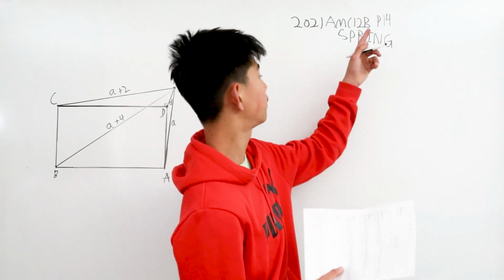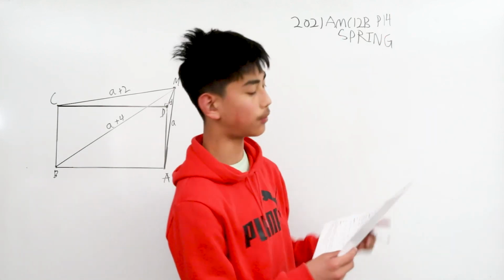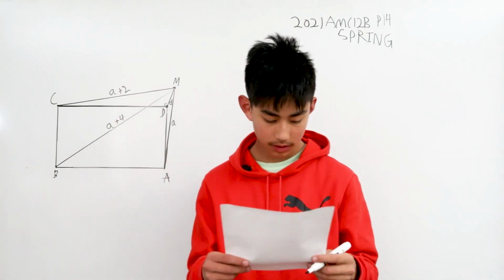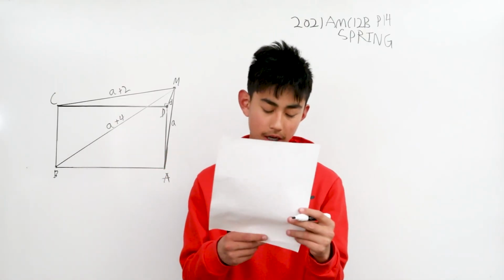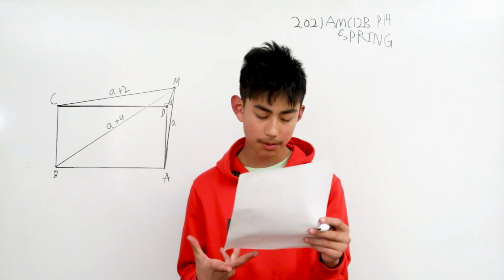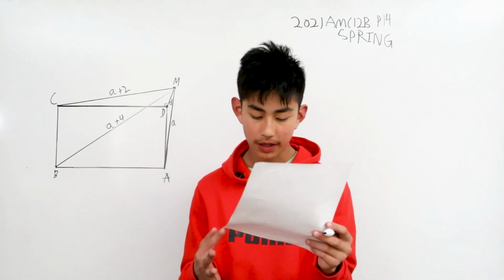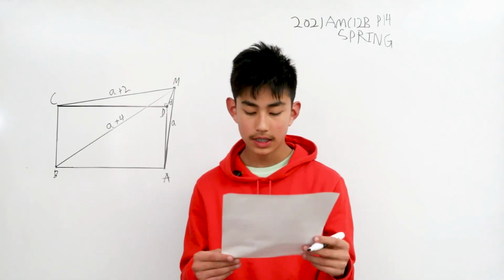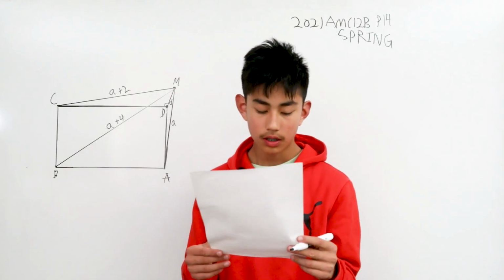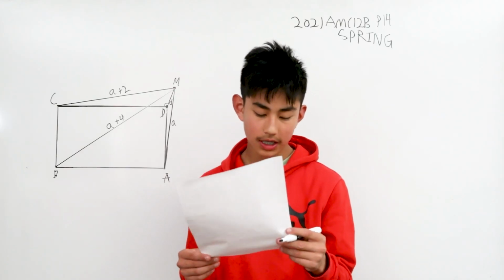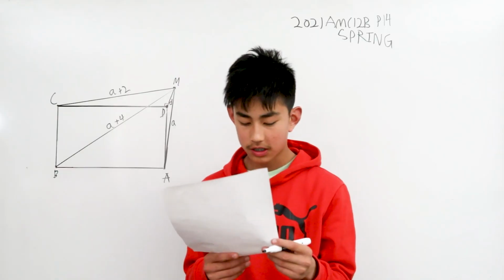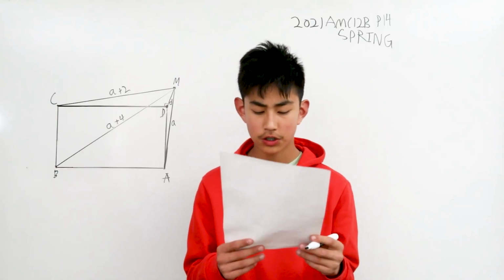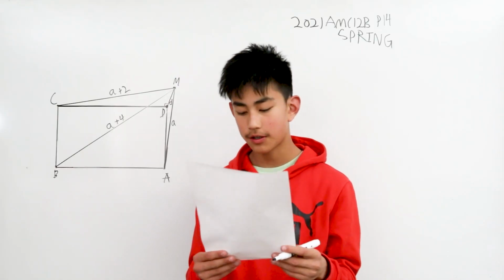We're solving problem 14 from the Spring 2021 AMC 12B. Let ABCD be a rectangle and let DM be a segment perpendicular to the plane of ABCD. Suppose that DM has integer length and the lengths of MA, MC, and MB are consecutive odd positive integers in this order. What is the volume of pyramid ABCD?